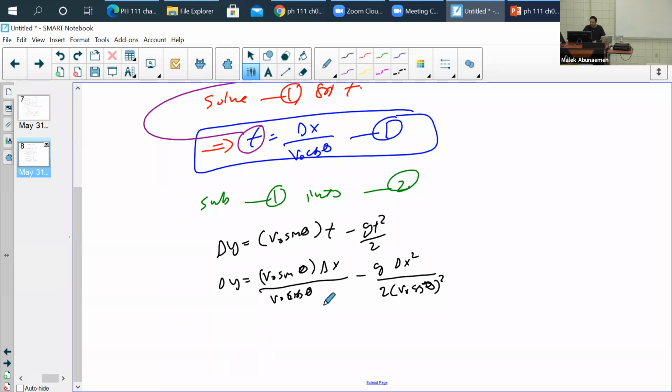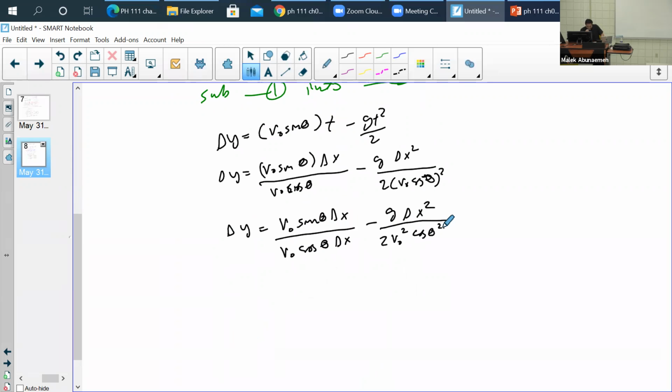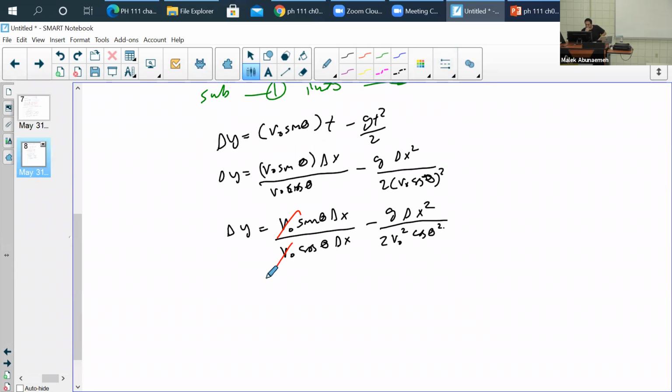Let me go ahead and open it up. Usually delta y is going to equal your v naught sine theta delta x divided by your v naught cosine theta delta x, minus g delta x squared divided by 2 v naught squared cosine theta squared. Well, we have a little coincidence. Your v naughts cancel out, and then we have your cosine on top of your sine, which is going to be your tan theta.